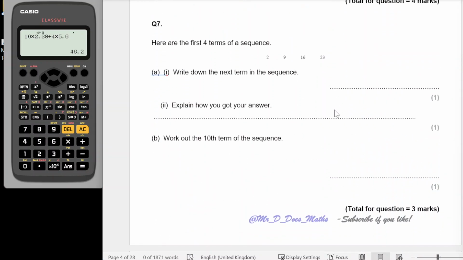Question 7. Here are the first 4 terms of a sequence. Write down the next term in the sequence. So this sequence is going up by what looks like 7. So the next term would be 7 more, so it would be 30. Explain how you got your answer. I added 7 to the last term.